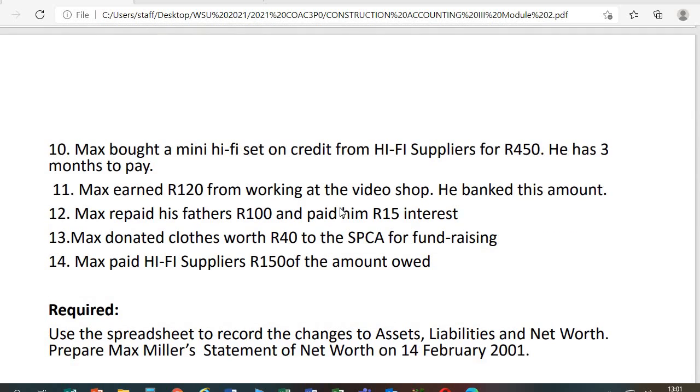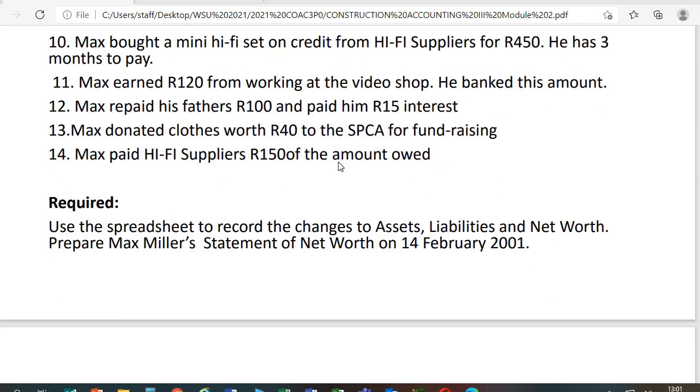And then Max bought a mini hi-fi set on credit from Hi-Fi Suppliers for 450. He has 3 months to pay. Max earned 120 from working at the video shop. He banked this amount. Max repaid his father 100 Rand and paid him 15 Rand interest. Max donated clothes worth 40 Rand to the SPCA for fundraising. Max paid Hi-Fi Suppliers 150 of the amount owed.